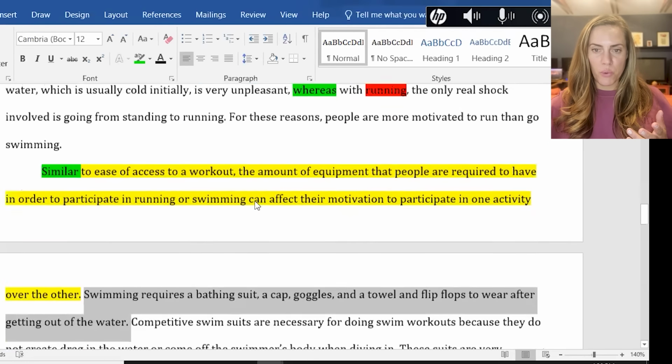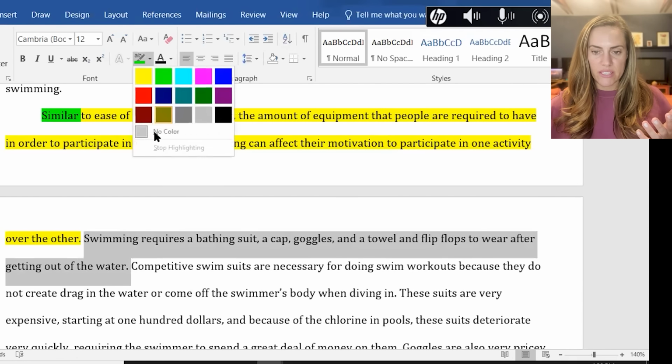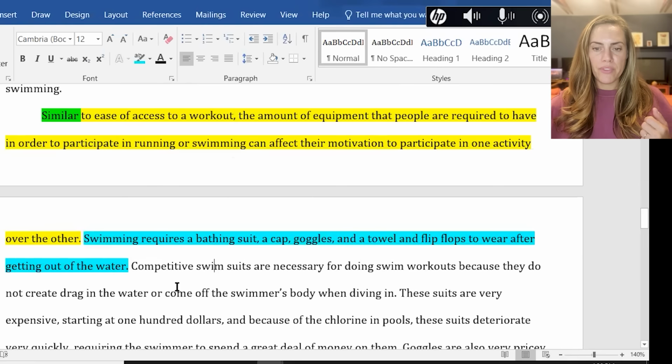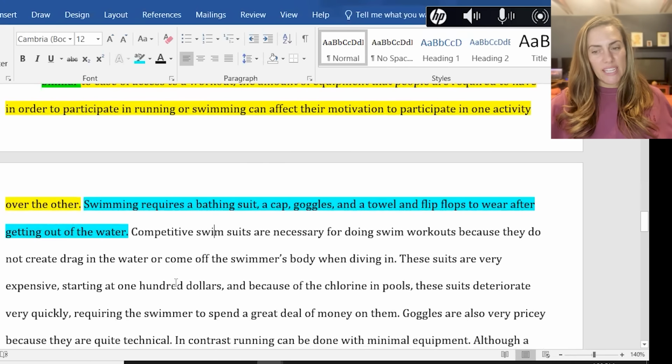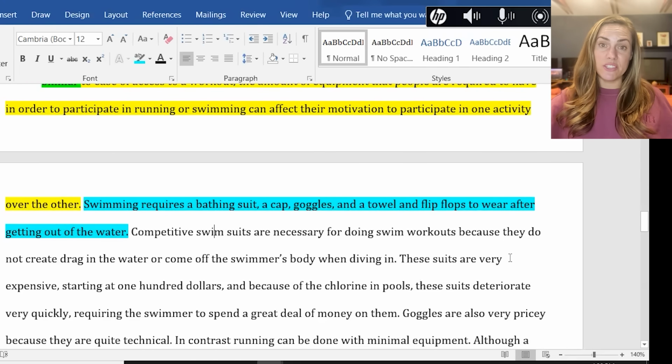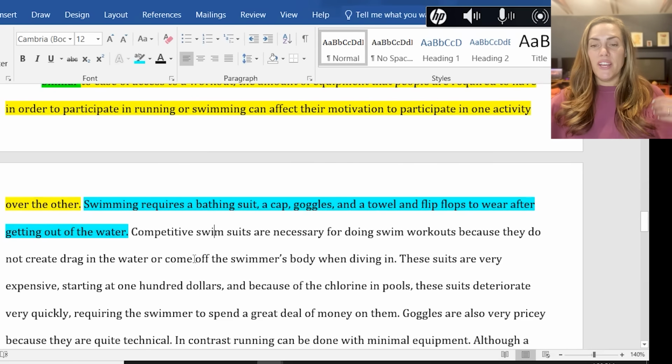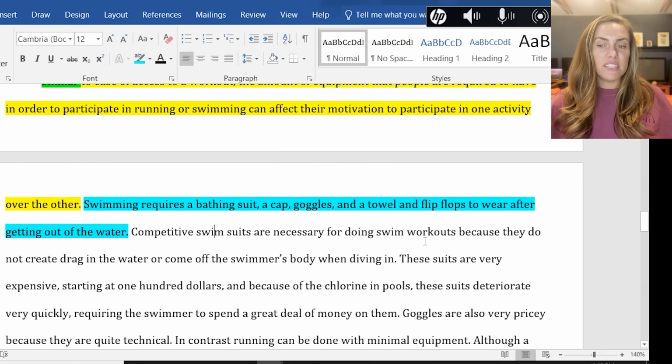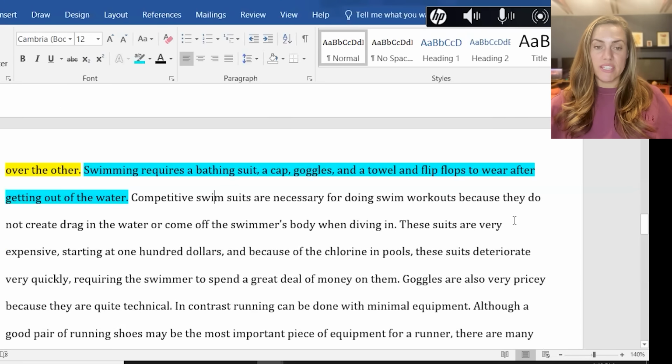Okay, here's my first point. With my first point, my point is going to be blue, right? Competitive swimsuits are necessary for doing swim workouts because they do not create drag in the water or come off the swimmer's body when diving in. These suits are very expensive, starting at $100.